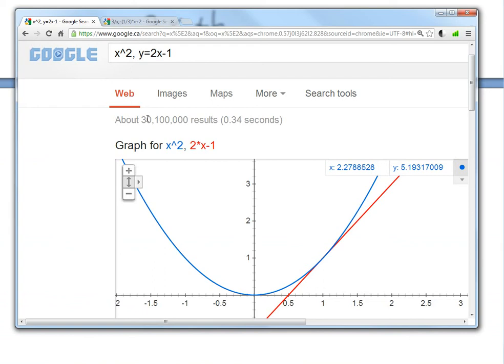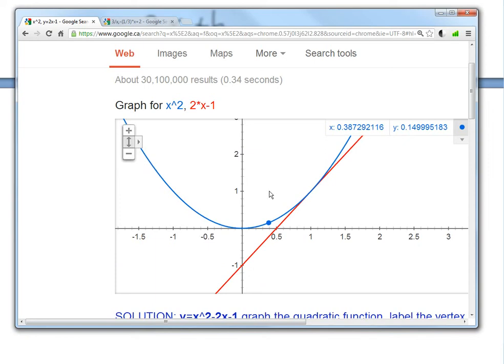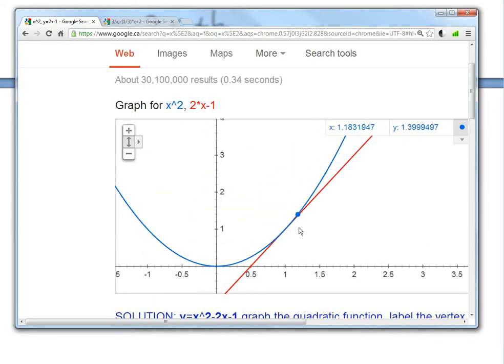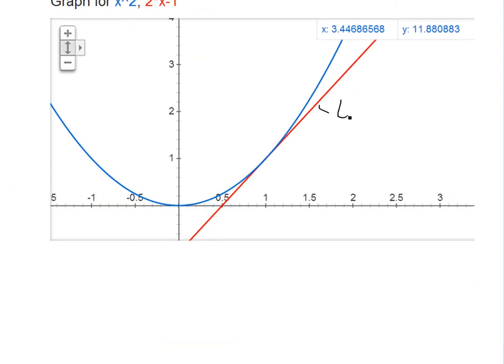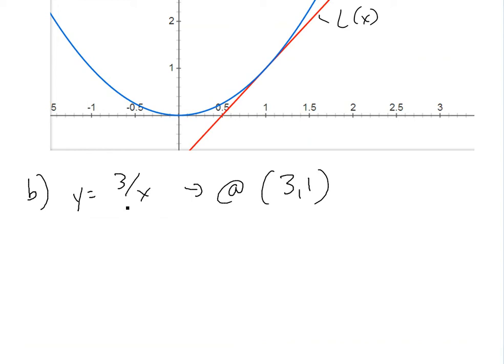Here I've graphed both curves, y equals x squared and y equals 2x minus 1, in Google calculator. As you can see, it is tangent right here at (1, 1). And here I've copied and pasted that curve; that's the line L of x. Anyways, let's go to part B now.